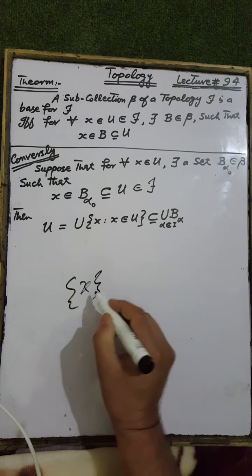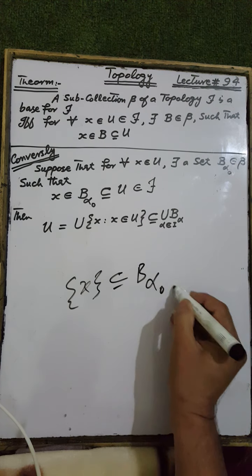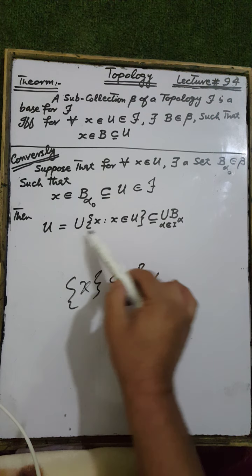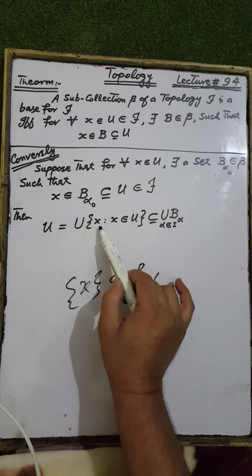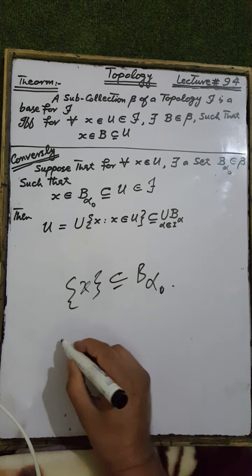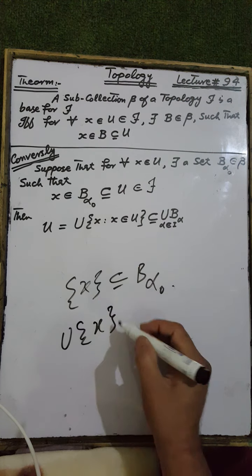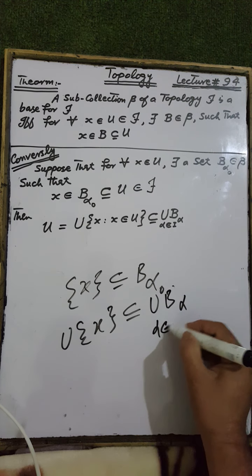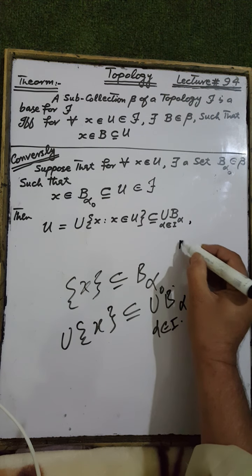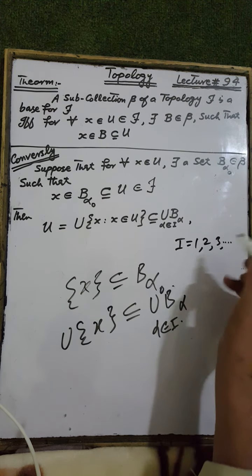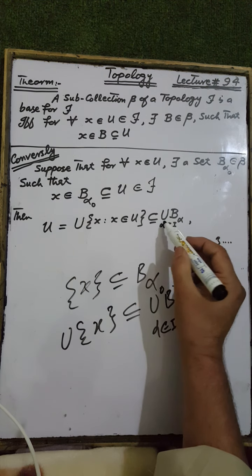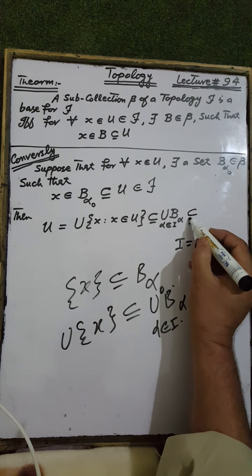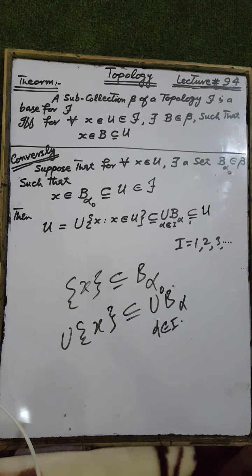So the set containing element x will be a subset of B_α0, and the collection of all the elements of U is a set which is equal to the set U, and each of these sets is a subset of B_α0. Therefore the union of each of these sets such that x belongs to U will be a subset of the union of B_α, α belonging to I, equal to 1, 2, 3, and so on. And each of these sets is a subset of U. Therefore the union of the subsets of U will again be a subset of U, where U is an open set of τ.